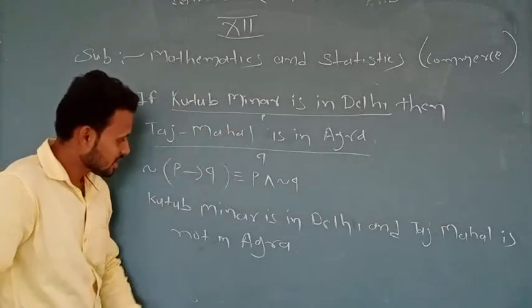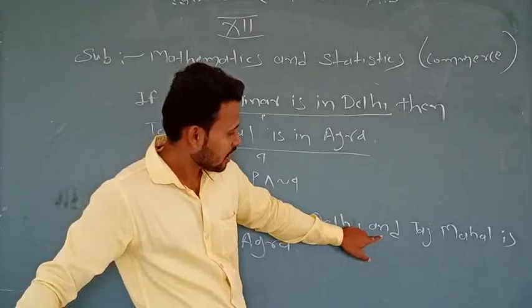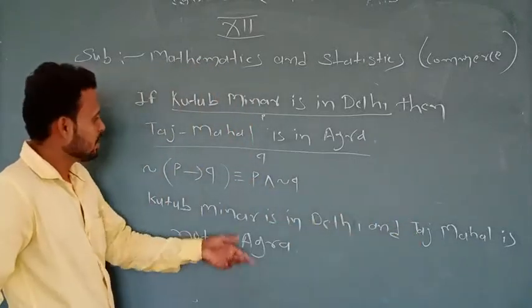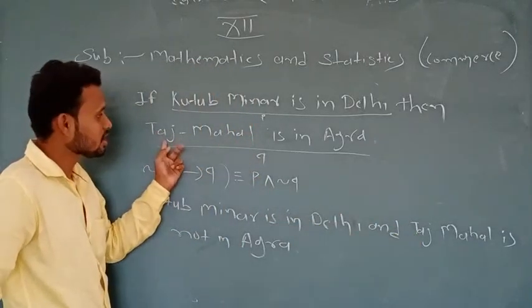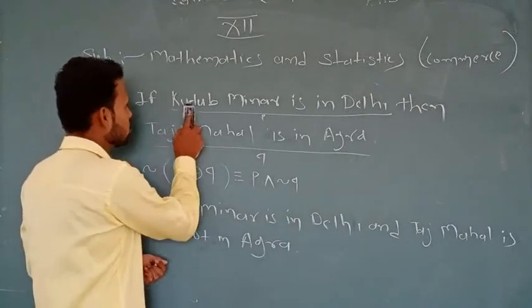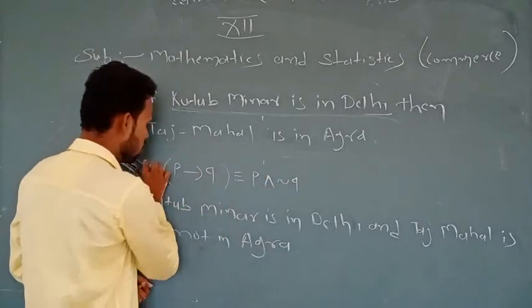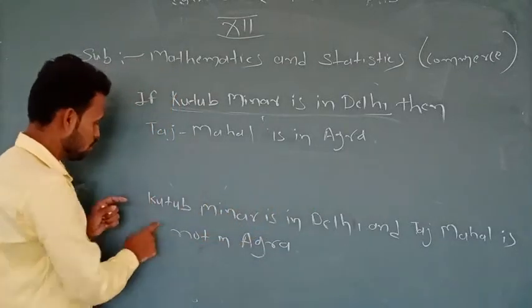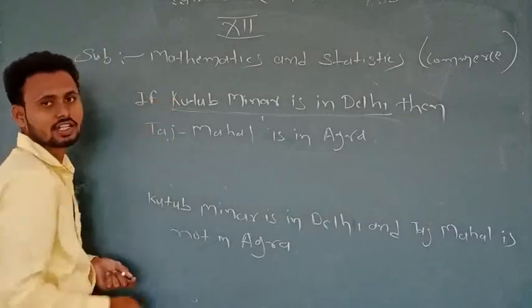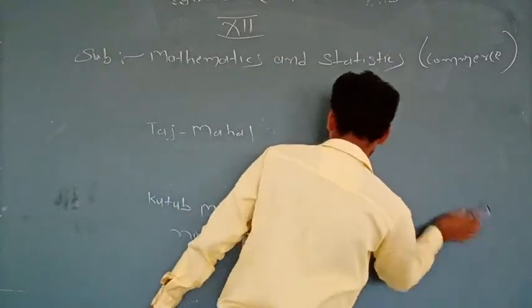Therefore the negation of that statement is: Qutub Minar is in Delhi, first statement as it is. The middle sign is conjunction, meaning 'and', and for the second, just take the negation of the second statement: Taj Mahal is not in Agra. This is the required negation of that given compound statement.